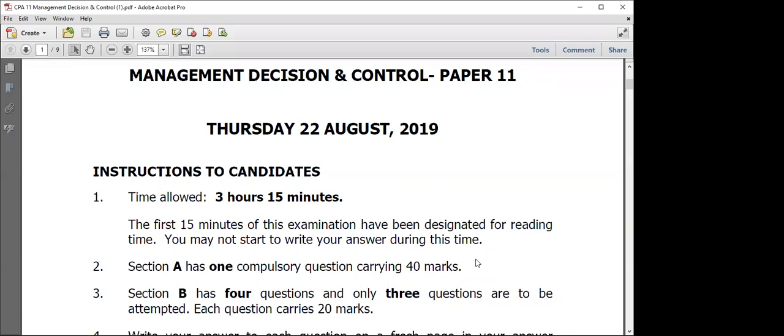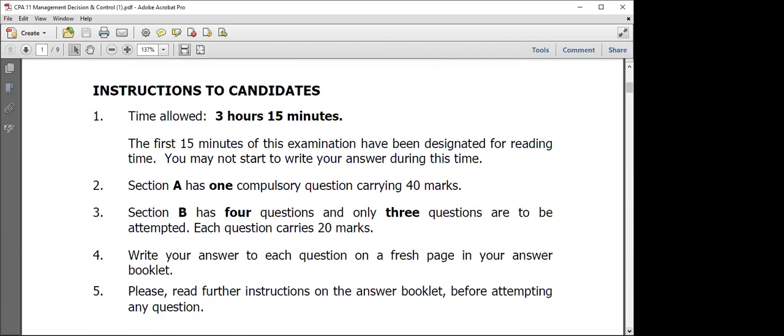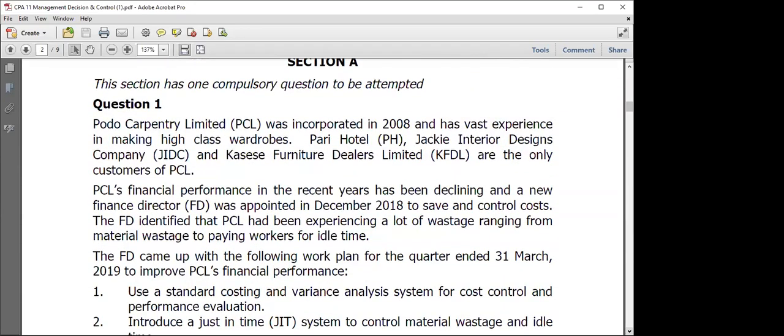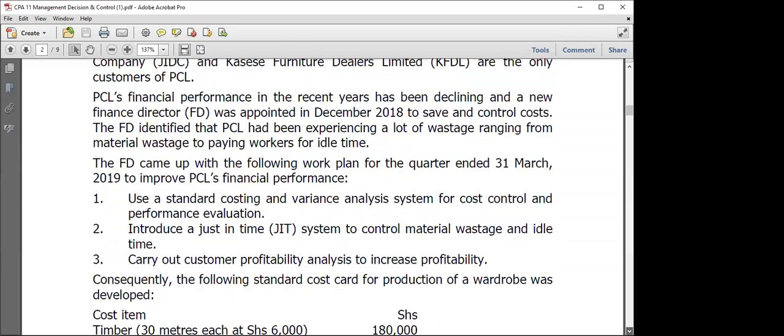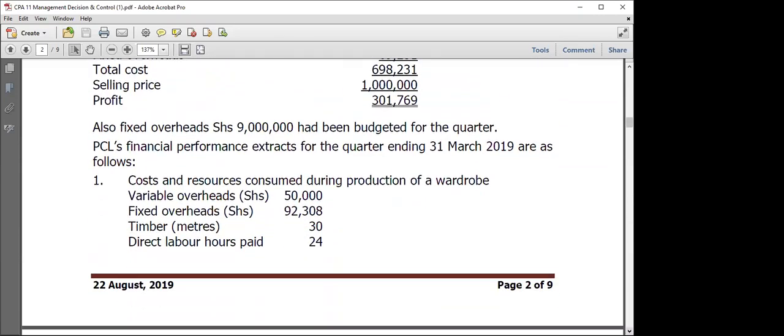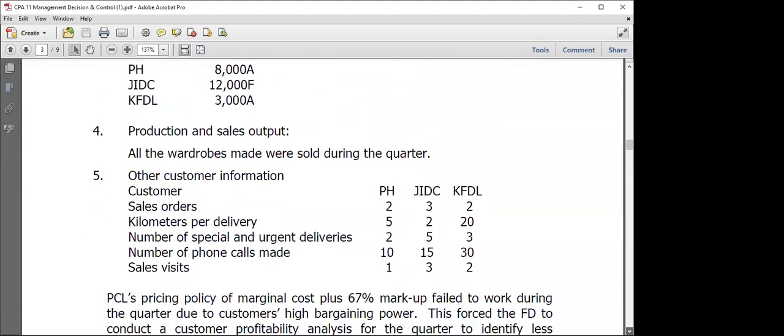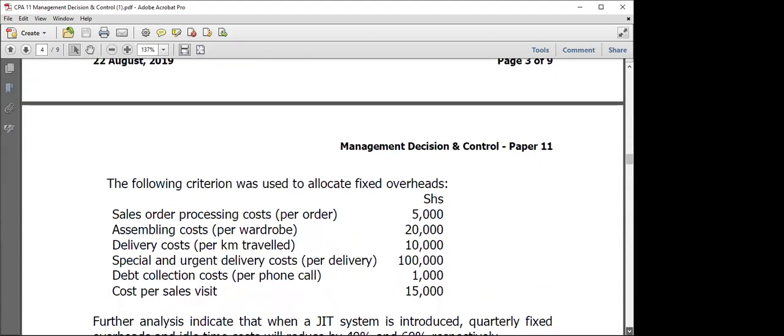Yours should be to strive to get at least a 30, maybe a 20, a 25 at the end of the day, because that helps to increase your chances of getting a good mark in this paper. So section B has four questions and you only choose three, and each question carries 20 marks. So basically that is how the paper looks. As you can see, this is how question one is. It's usually a bit detailed because, at the end of the day, they have to make sure they ask the relevant questions that can give you all those marks.